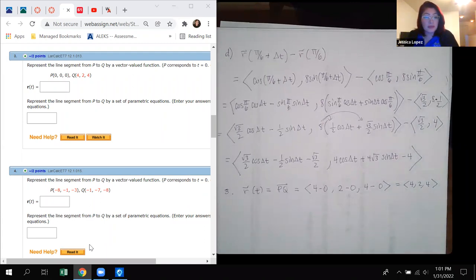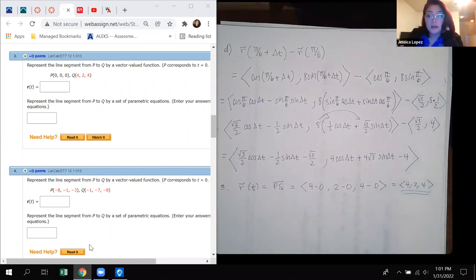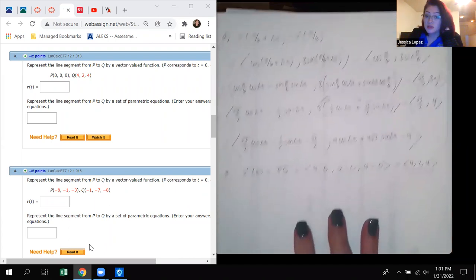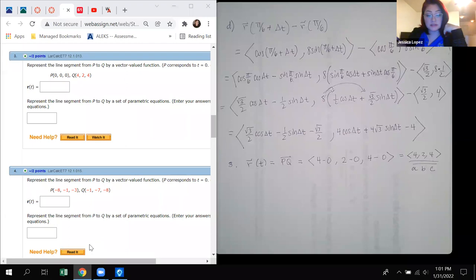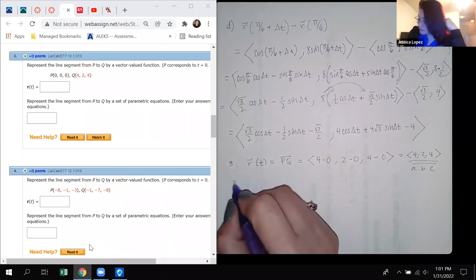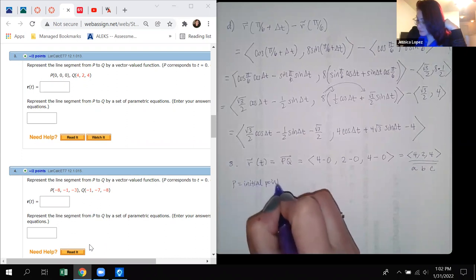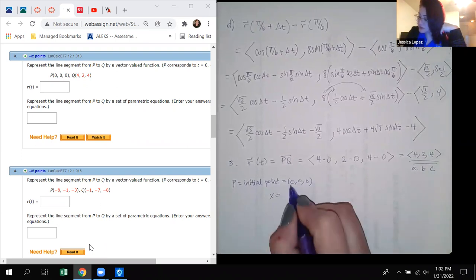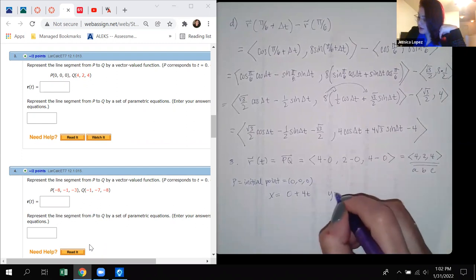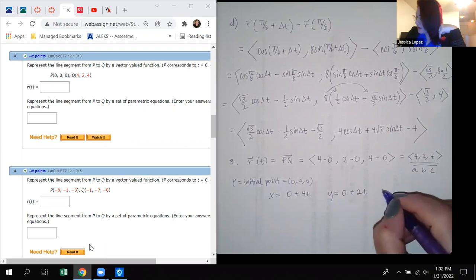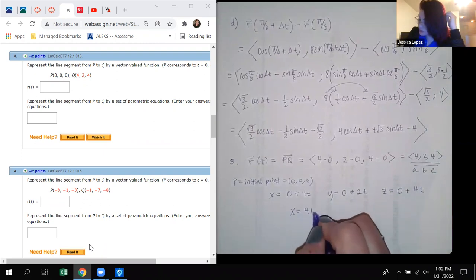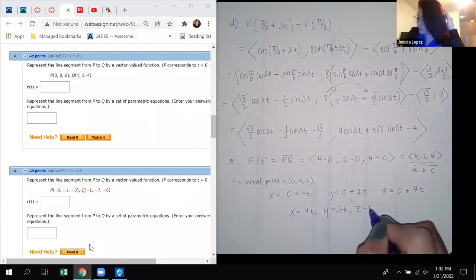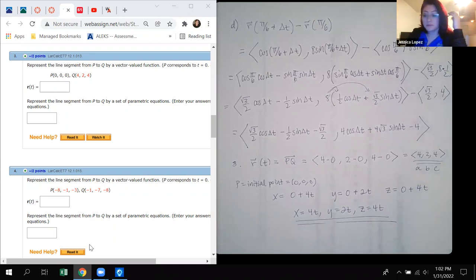So now it says on the next part, so I do know what to type in for the function, but for the next part, it says represent the line segment from P to Q by a set of parametric equations, okay? So then remember, this is like your a, your b, and your c, and P is the initial point, okay? So if P is the initial point, that means that x equals this coordinate plus at, y equals the y coordinate plus bt, and z equals the z coordinate plus ct. So really you just end up with the equations x equal to 4t, y equal to 2t, and z equal to 4t. And so this is what they want for that second box, okay?